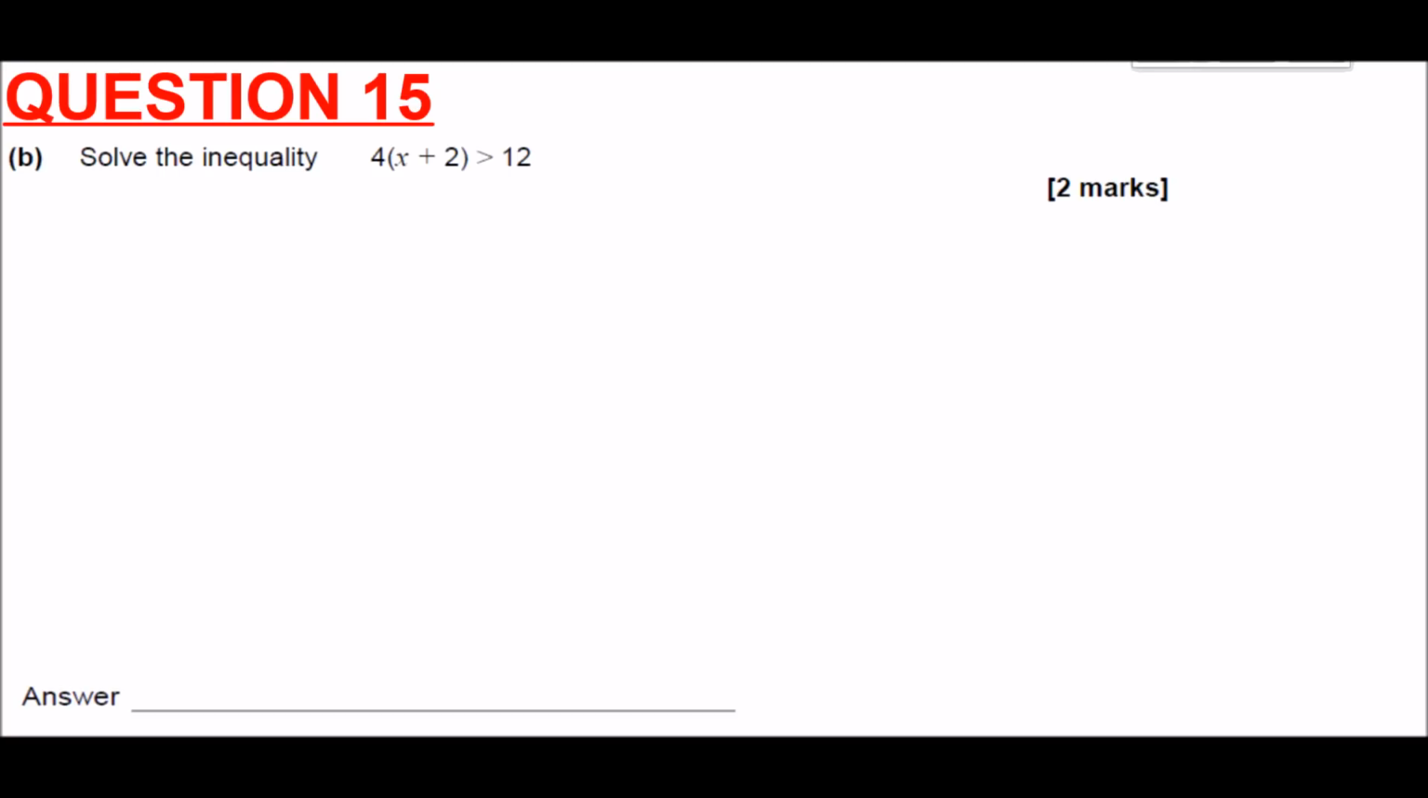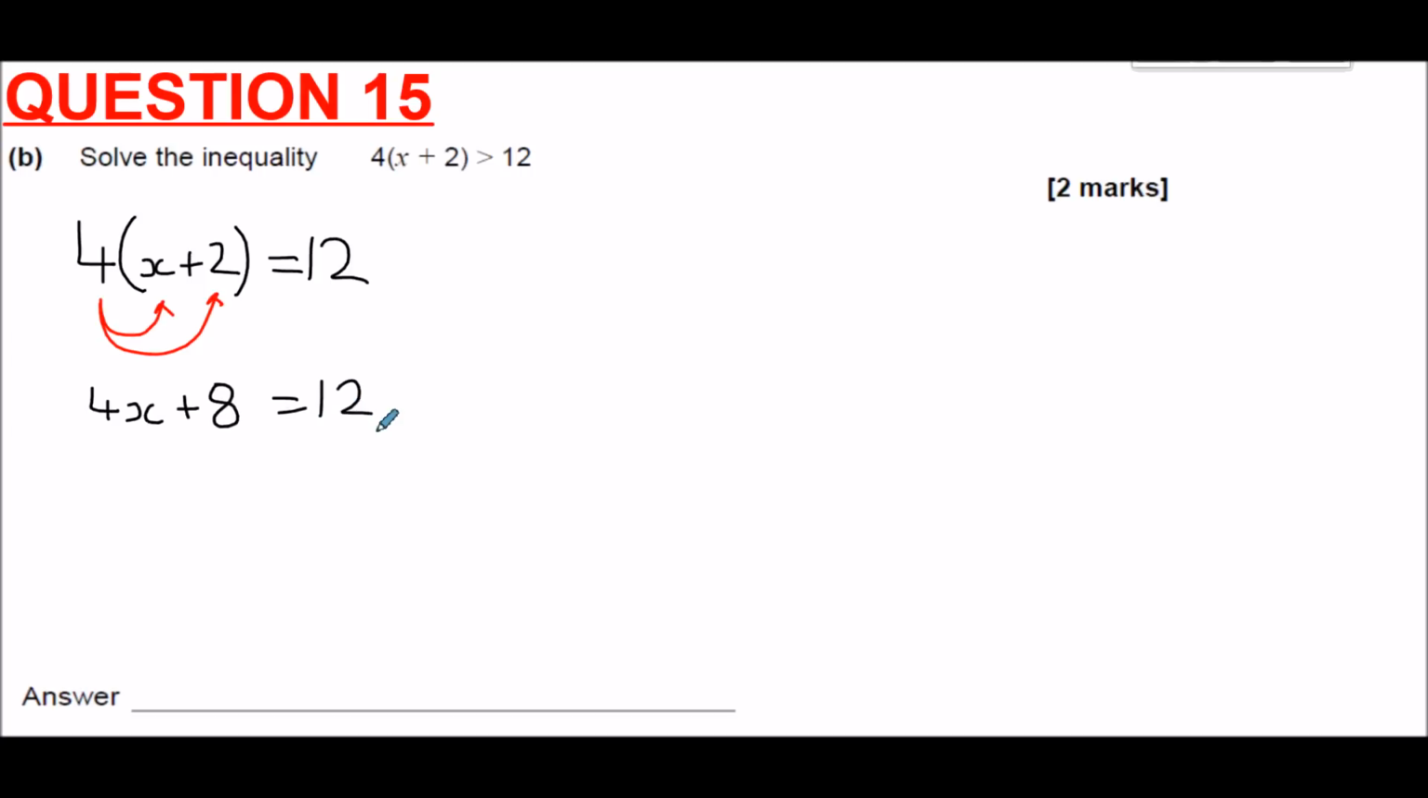Part B, we need to solve the inequality 4 brackets x plus 2 is greater than 12. Now yet again, we can think of this inequality symbol as like an equal sign. So if you think of it like this, the first thing we can do if we have brackets is expand them. So 4 multiplied by x and 4 multiplied by 2. 4 multiplied by x is 4x, and 4 multiplied by 2 would be 8. So 4x plus 8 equals 12.